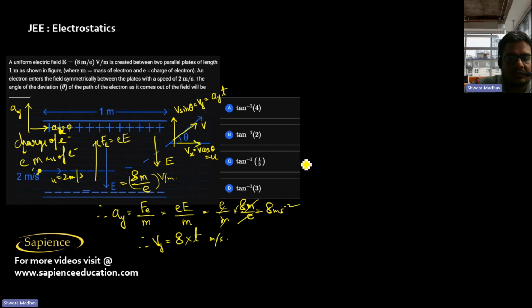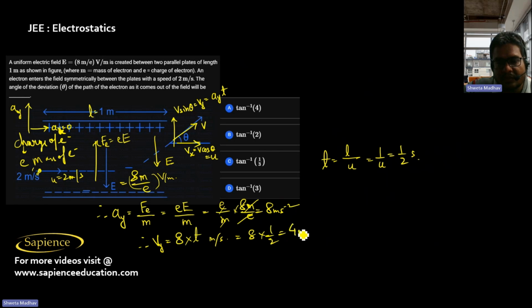Now how to find t? t will be equal to L by u, where L is the length of each of the plates, which is 1 meter. So t is equal to 1 by u. u is 2, so t is half second. Therefore it is 8 into 1 by 2, that is 4 meter per second. And Vx will be equal to u, that is 2 meter per second.